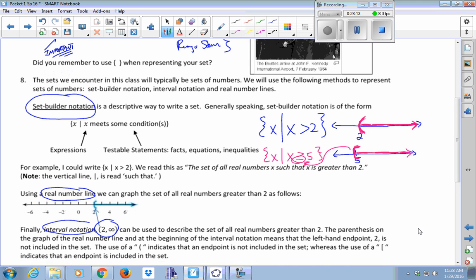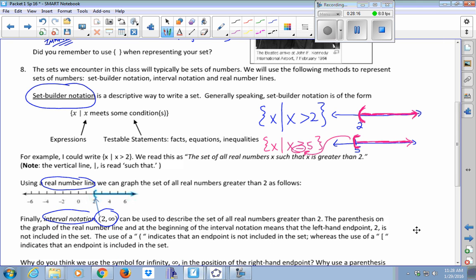Okay. So now the final notation is called interval notation. To represent this set of numbers with interval notation, it looks like this. You have 2 because that's where you're starting. It's your smallest number in this set. 2 is the absolute smallest number. You have the parenthesis because 2 is not being included. It's all numbers bigger than 2. And then you're going out to positive infinity. You're going to the right.